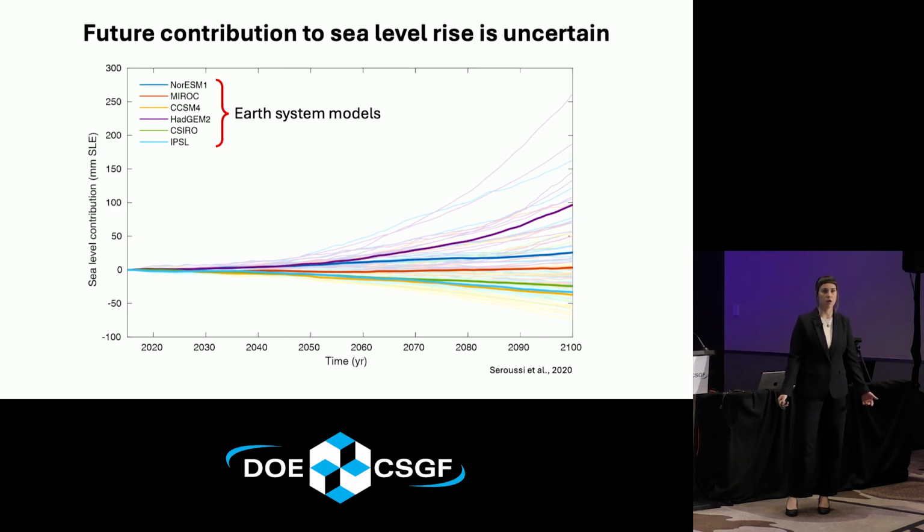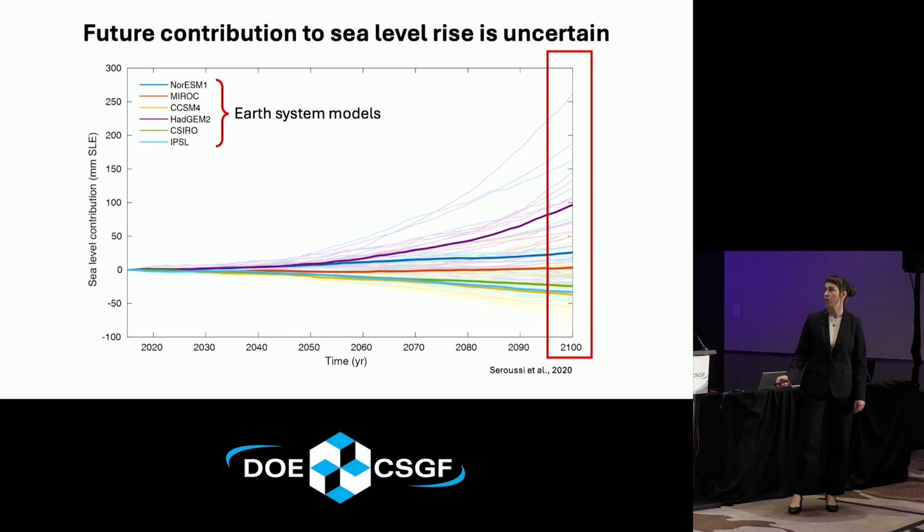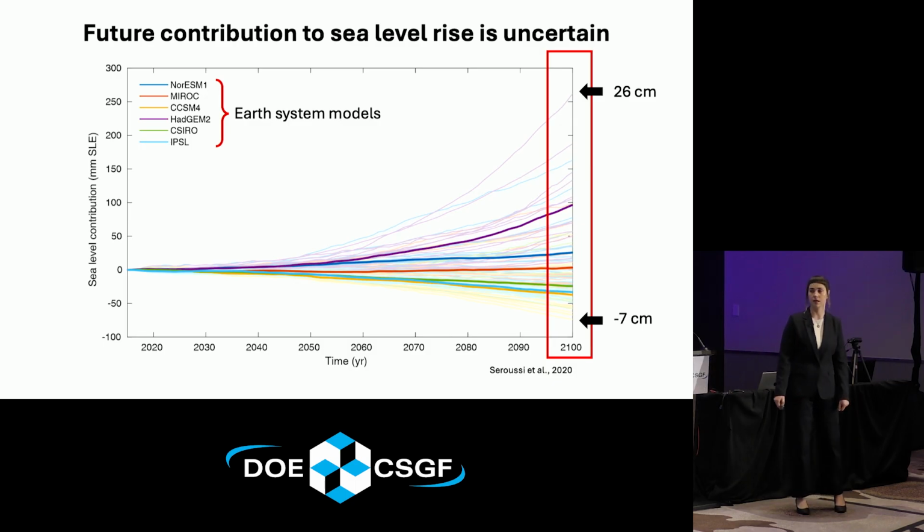And so while we know that sea level rise is occurring and these ice sheets are melting, we actually don't really know how much Antarctica is going to contribute to future sea level rise. So this is a figure that's showing multiple ice sheet model projections that are forced by various Earth system models. And by 2100, you're seeing projections of -7 centimeters all the way up to 26 centimeters.